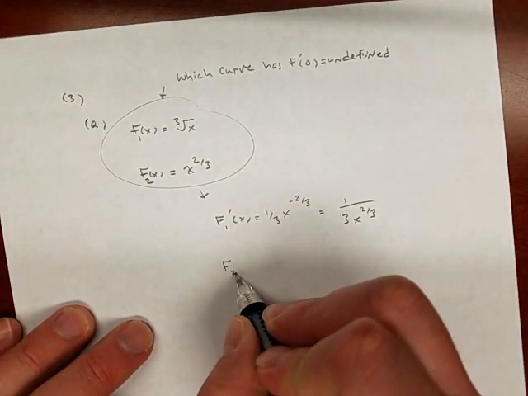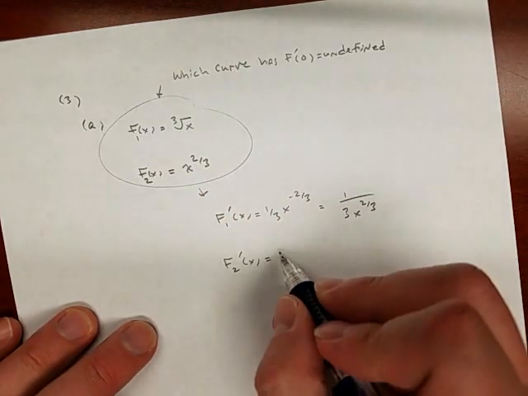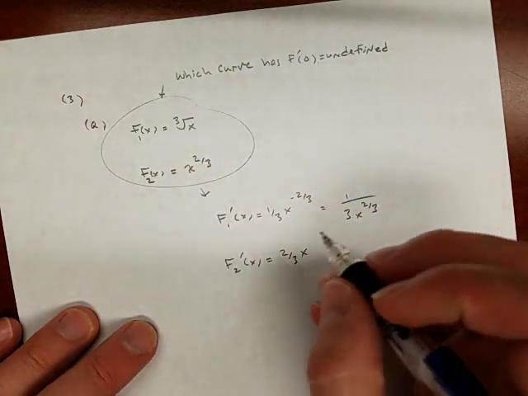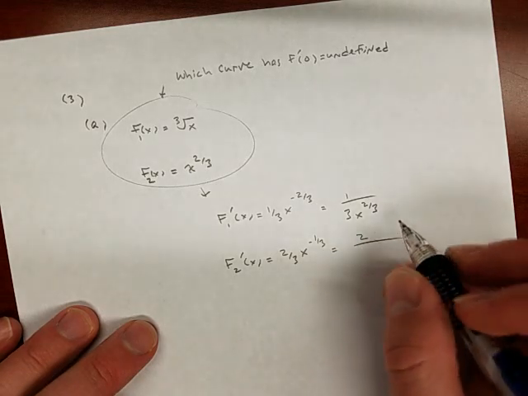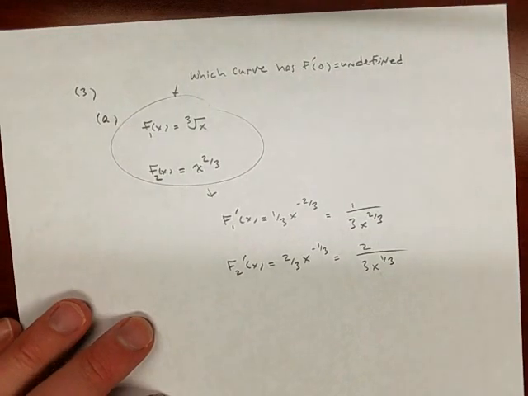The other one, f2 prime, there's going to be 2/3 x to the 2/3 minus 1, negative 1/3. In other words, 2/3 x to the 1/3. So there's your derivatives.